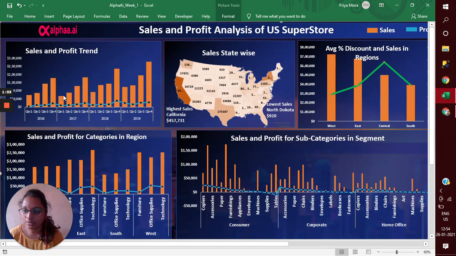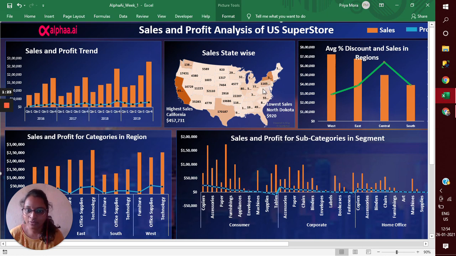From this visual, we can understand the sales and profit trends from the year 2016 to 2019. From the first quarter to the fourth quarter in each year, the sales are increasing, whereas in the fourth quarter of each year, the profit has declined.